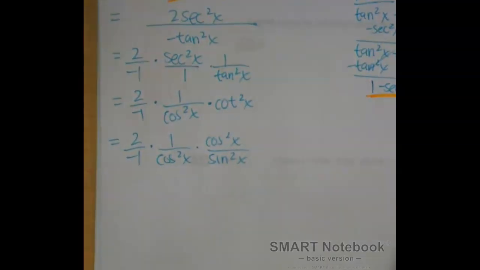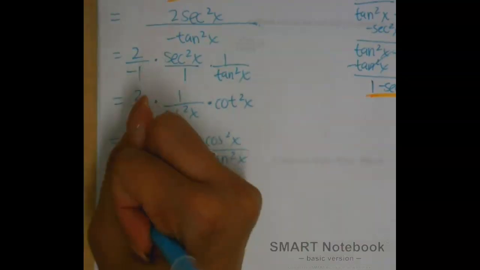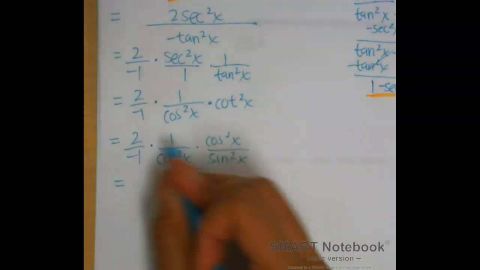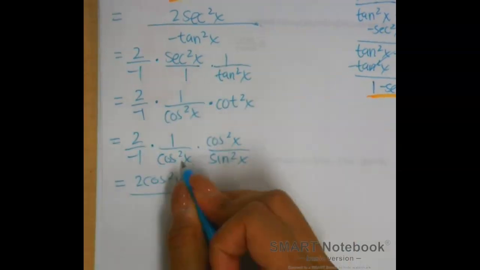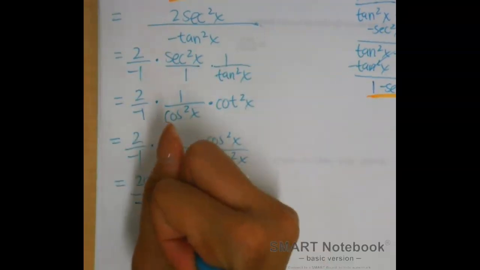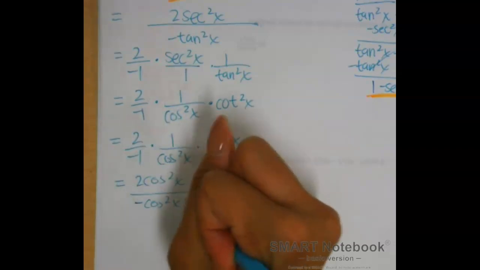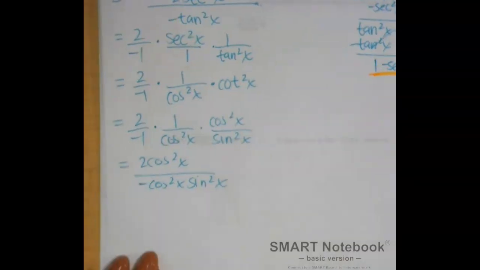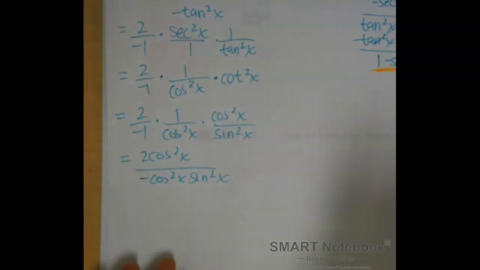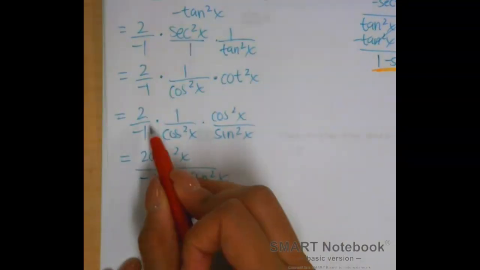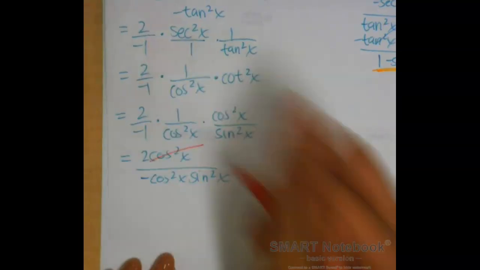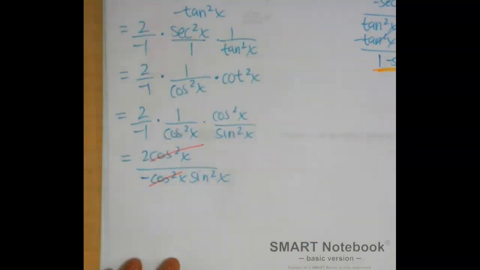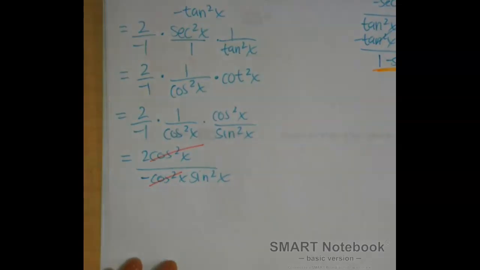What am I trying to set up here? What could I probably do? Cancel. I can finally cancel some things. So let me make this one big fraction. 2 times 1 times cosine over negative 1 times cosine times sine. Negative cosine squared x, sine squared x. Heidi, what can I cancel here? The cosine. Since all of these are being multiplied, guys, I purposely put those multiplication dots so you know we can cancel cosine squared x and cosine squared x. Heidi, what are you left with?